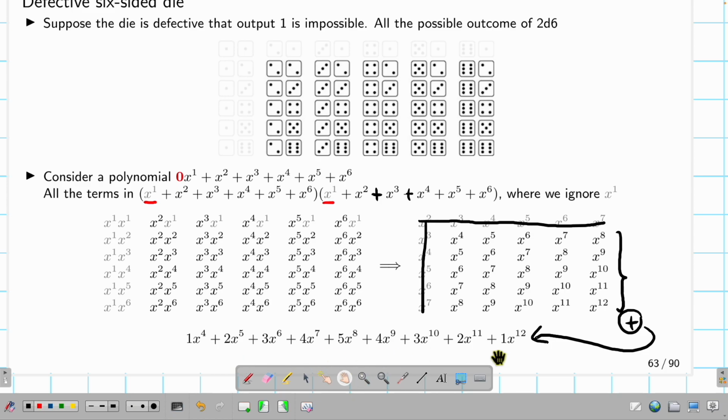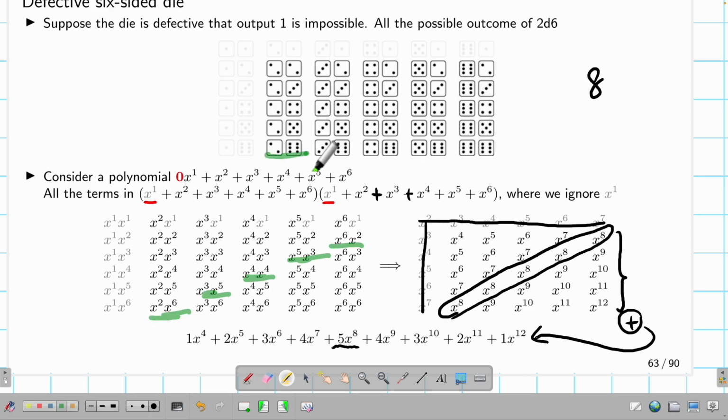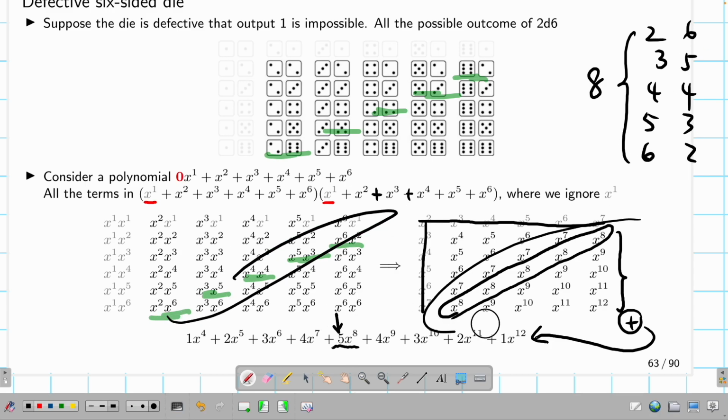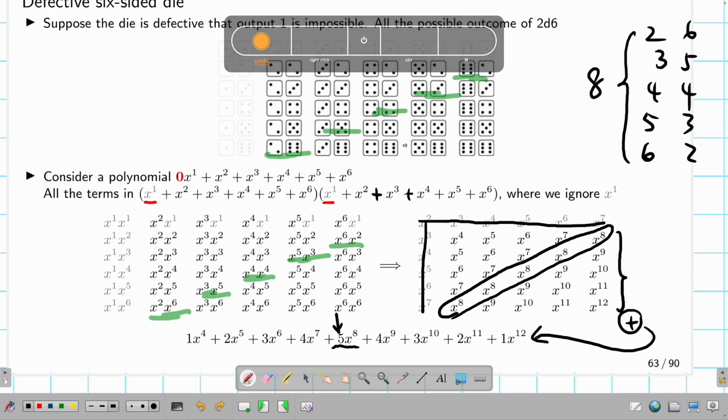What is this polynomial? Again, if I'm asking how many ways I toss this defective die twice and get 8, how many ways can I have? If I'm looking at this term, it says 5. So what are the possible ways I have 8? Well, I can have 2, 6, 3, 5, 4, 4, 5, 3, 6, 2, right? How many of them? 5. You see, all of them are the same thing.